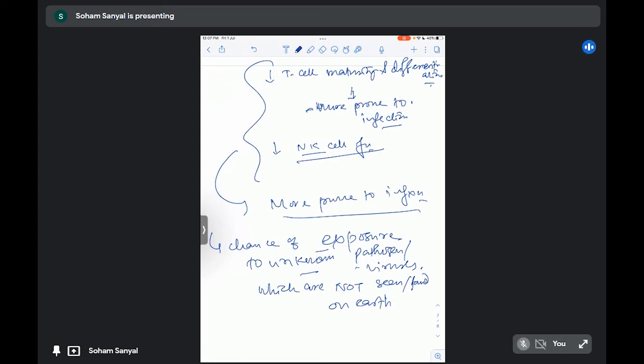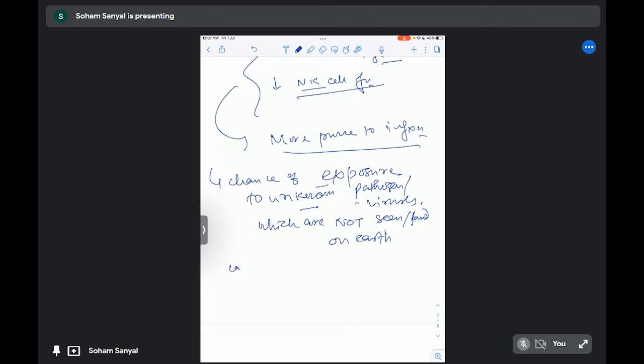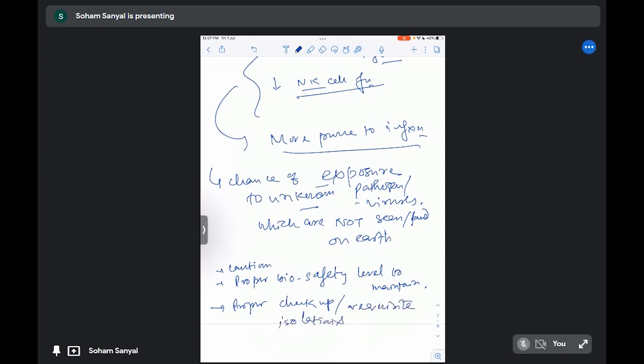So these are the reason we are therefore what we have to do, we have to be very cautious, proper biosafety level to be maintained, and proper checkup and requisite isolation and quarantine once back on earth.